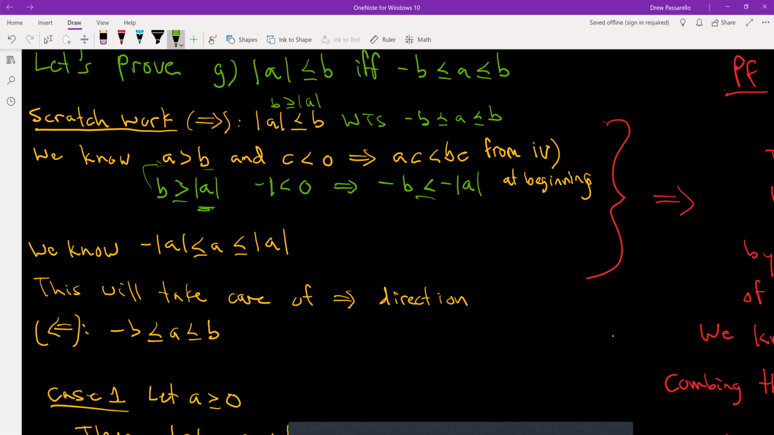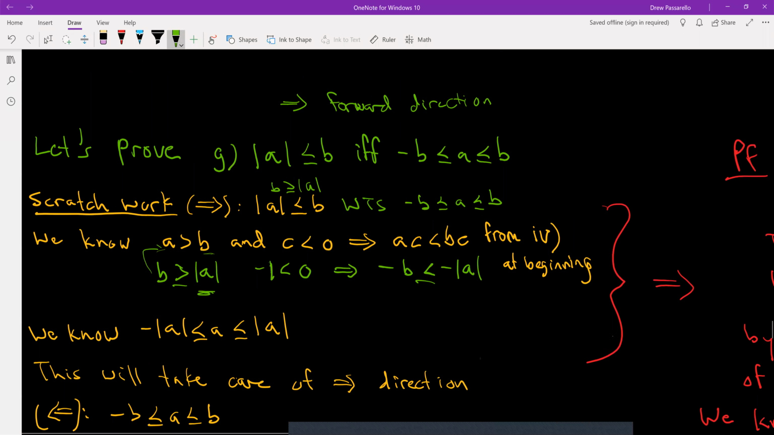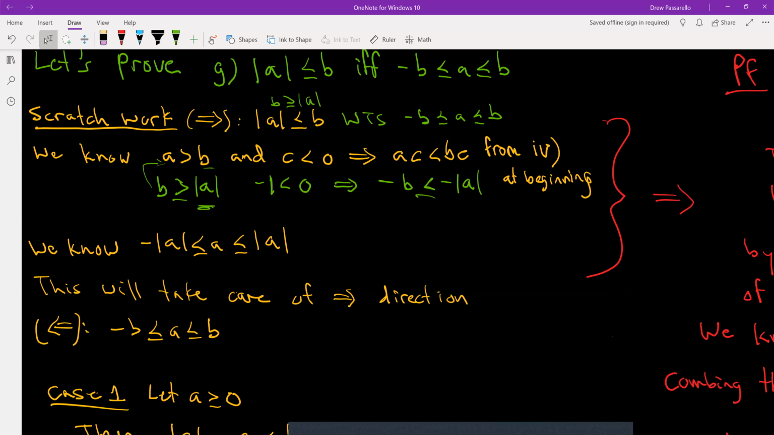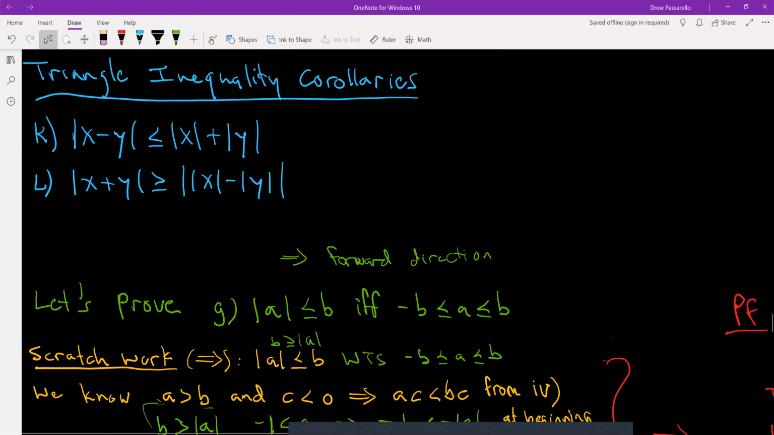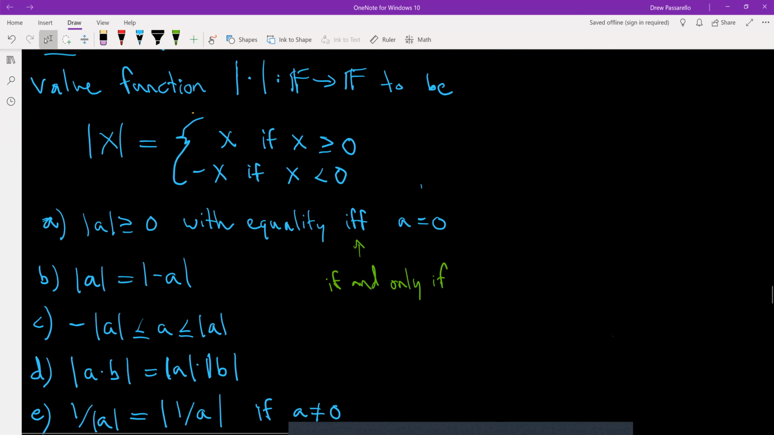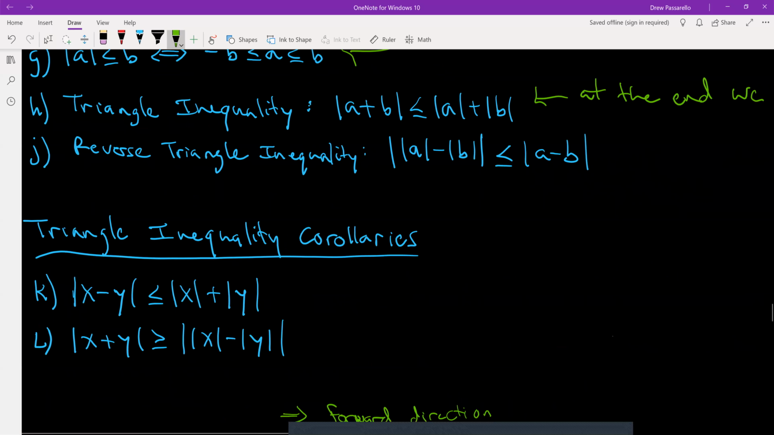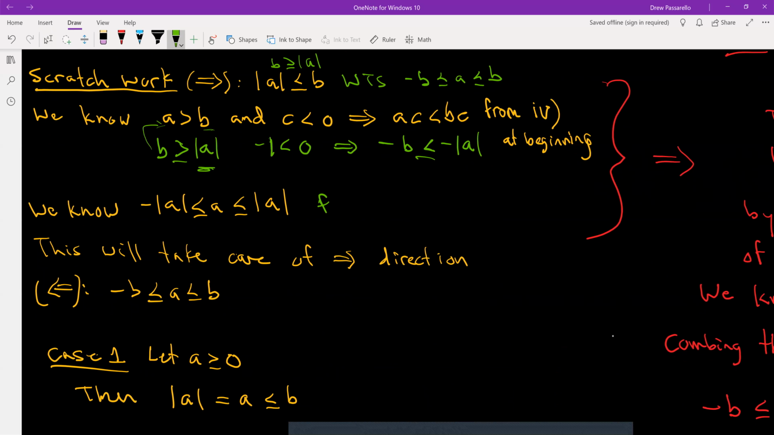So we also know that negative absolute value of A is less than or equal to A, which is less than or equal to the absolute value of A. That's from here, from part C. This will take care of the forward direction, as I can string together what we know: B is greater than or equal to the absolute value of A, and negative B is less than or equal to the negative absolute value of A. Because we want to show negative B less than or equal to A less than or equal to B.